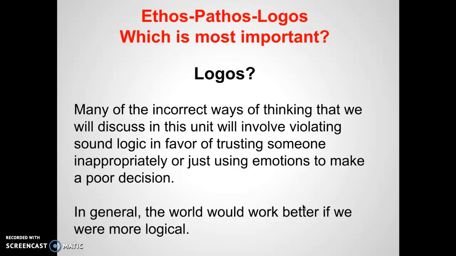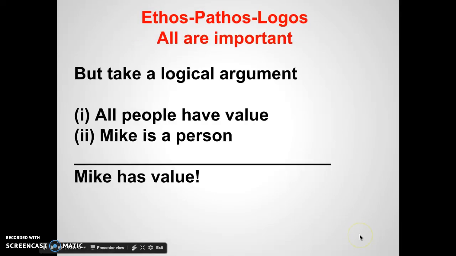Many of the incorrect ways of thinking that we will discuss in this unit will involve violating sound logic in favor of trusting someone inappropriately or just using emotions to make a poor decision. Oftentimes, our emotional states will lead us astray, and that's common knowledge. And I think it's true that in general, the world would work better if we were more logical. However, they all are very important.